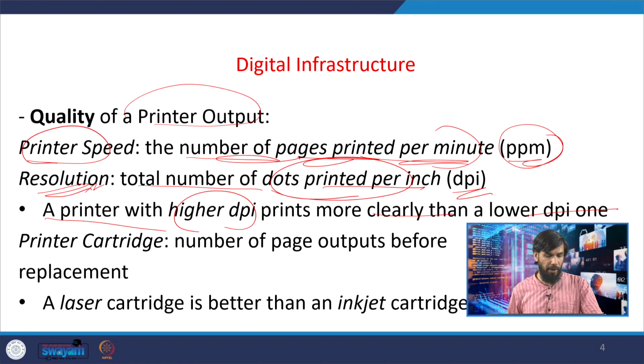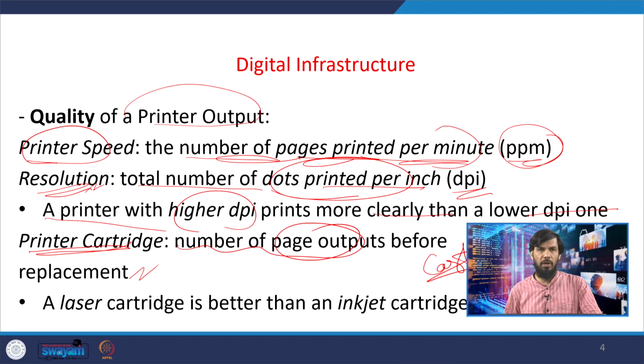Then what are the other factors? The next factor in the case of a printer is the printer cartridge, right. What is there to be considered? The number of page outputs before replacement, right, because this is directly connected to your cost. How many pages can a printer cartridge be used for before it needs replacement? So, this becomes an important factor.